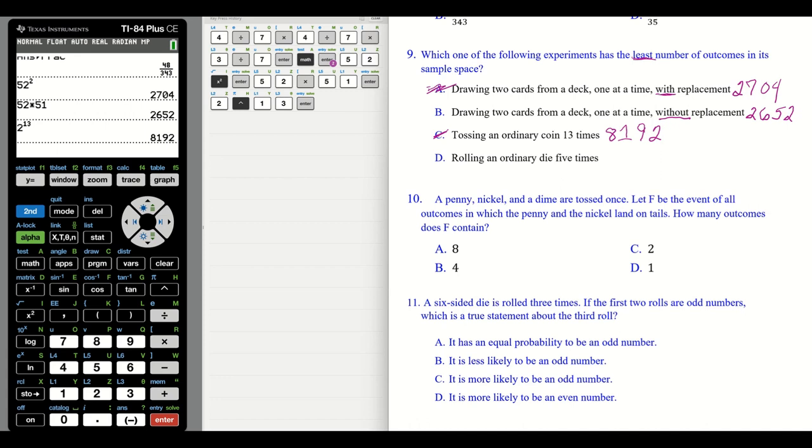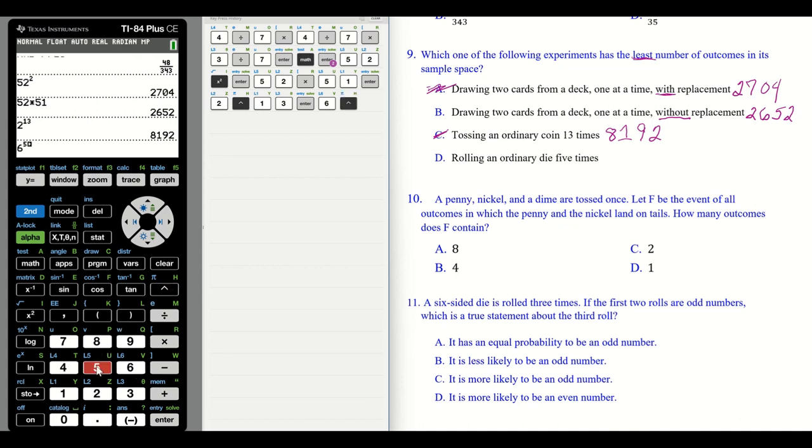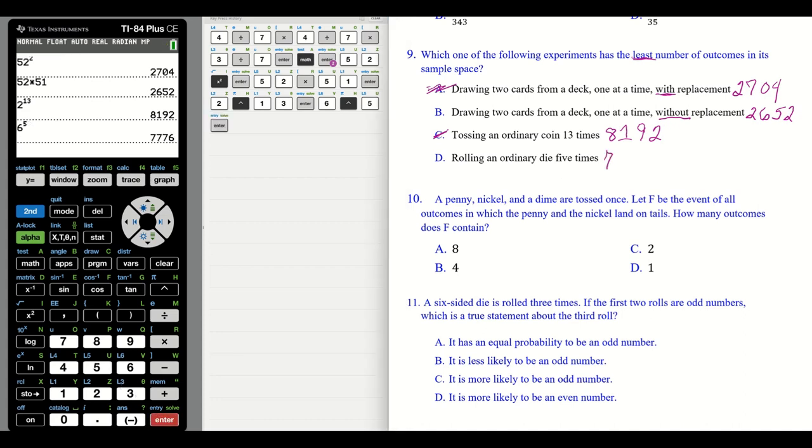Let's look at D. Rolling an ordinary die 5 times. Well, the number of outcomes of an ordinary die is 6. So 5 times means 6 caret up to the 5th power, enter, and that is 7,776. Still more than B. So B is our final answer.